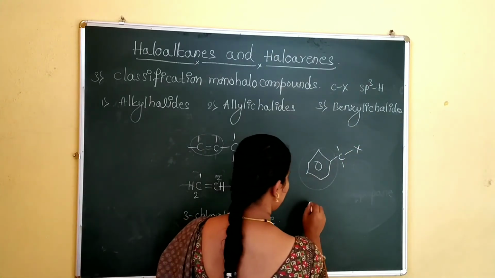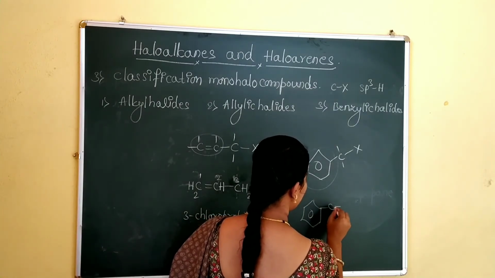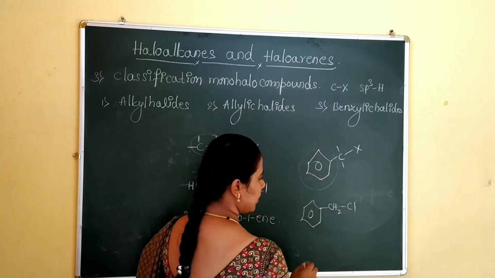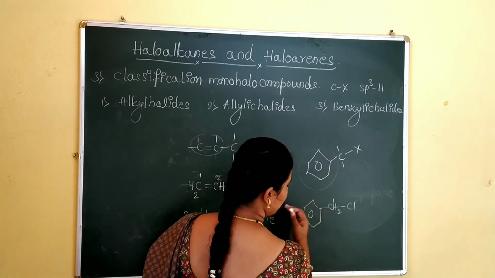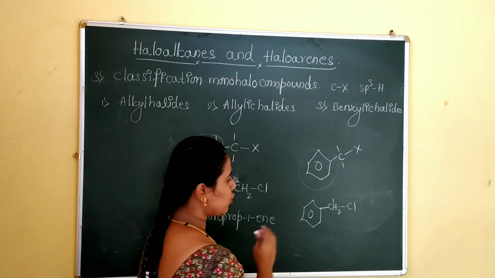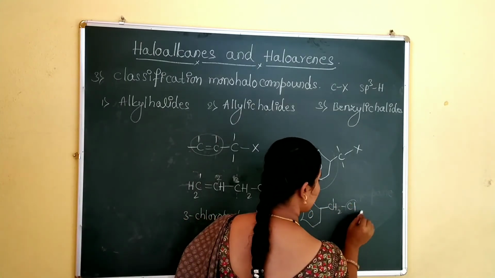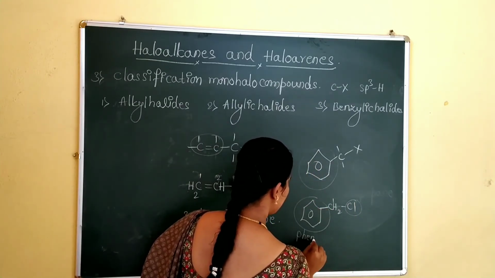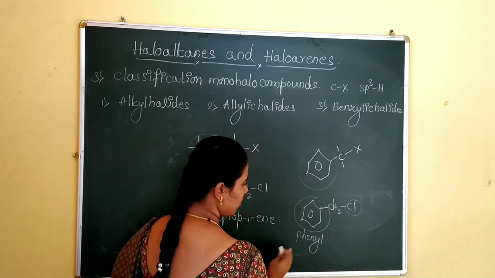I will give one example. Benzene. This is the carbon atom next to benzene, CH2 Cl. See here, when benzene is attached sideways, it is considered as a substituent group. Therefore, there are 2 substituent groups here. One is chlorine and the other one is phenyl.